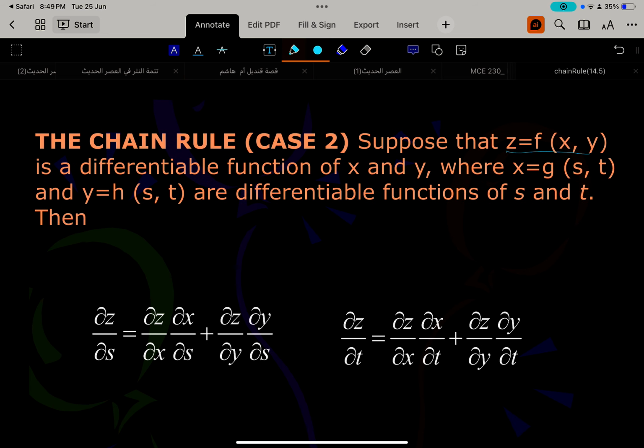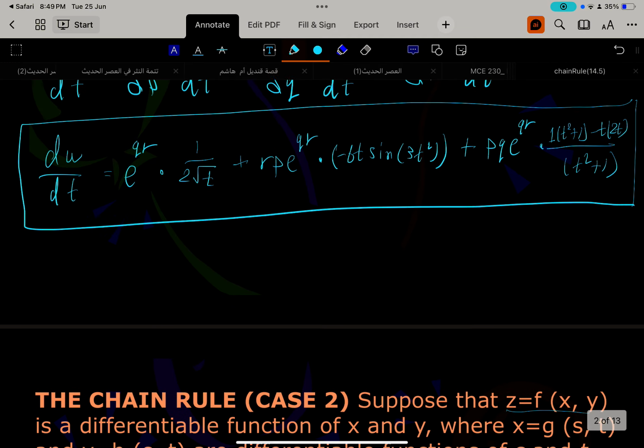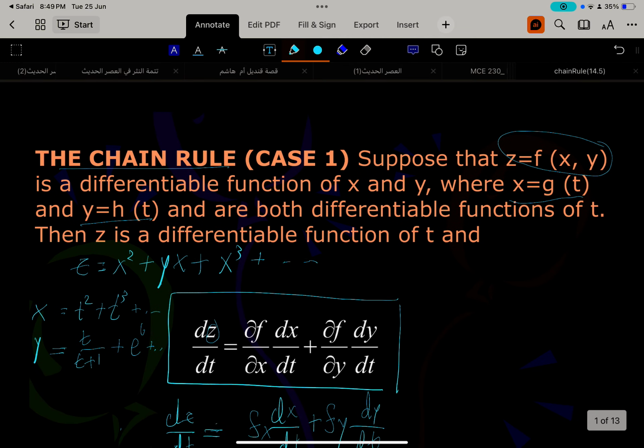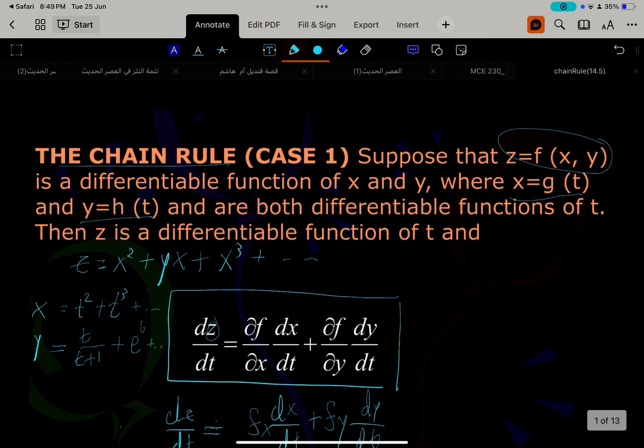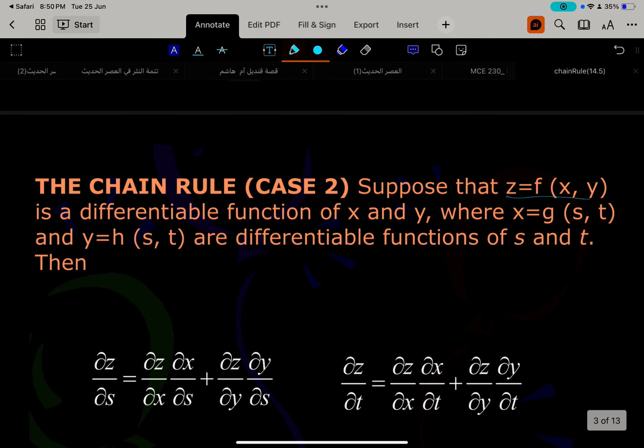And so we get something different this time. Now, let's show you the difference between the first case and the second case. I think you noticed it. The difference is very simple and clear. Here x is a function of one variable t. Y is a function of one variable t. However, for the second case, x is a function of two variables s and t. Y is a function of two variables s and t.